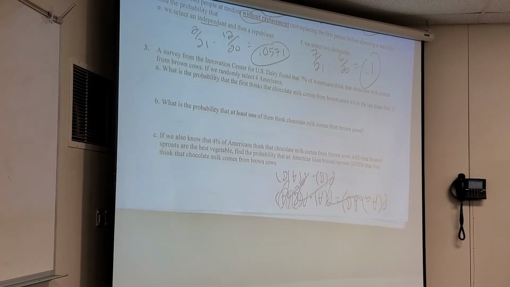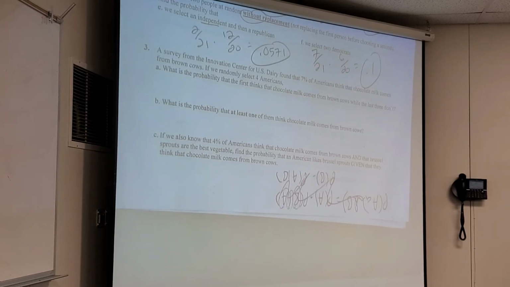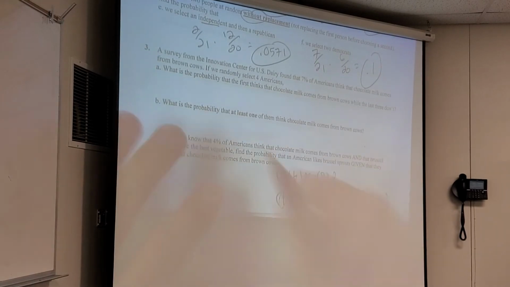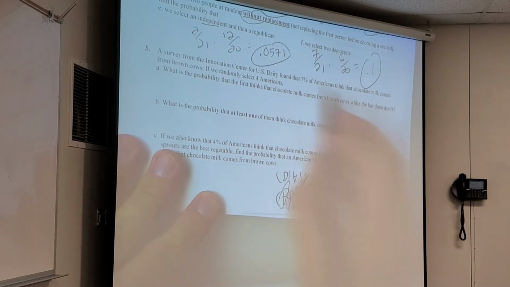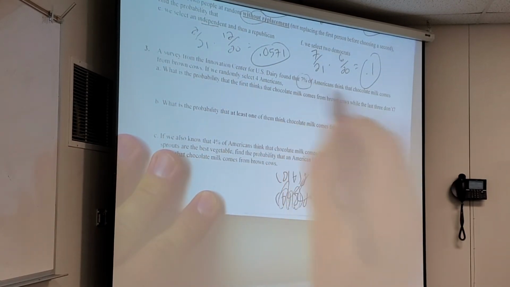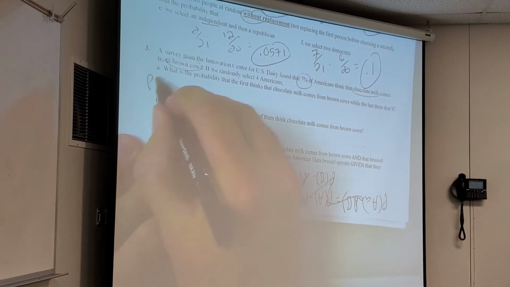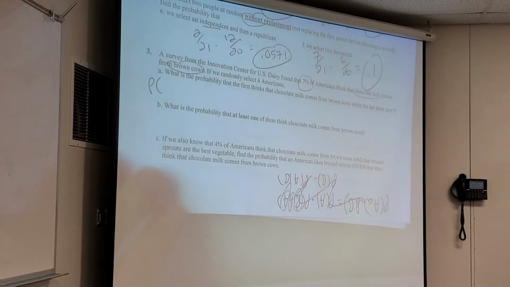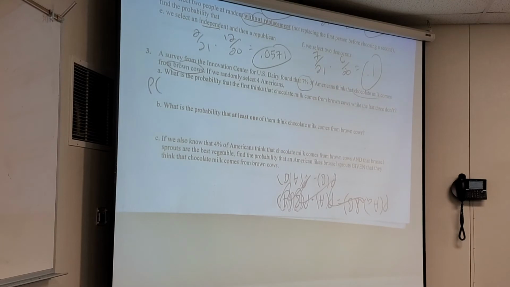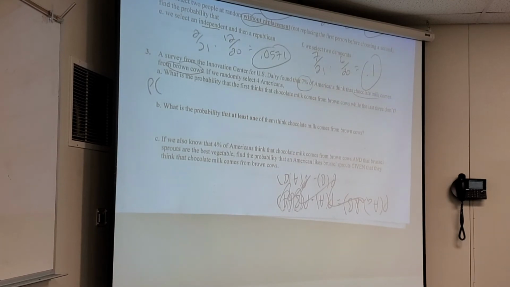Now, on those problems, they actually tell you the symbols to use. So look, do I tell you some stuff? Yes, I tell you that 7% of Americans think that chocolate milk comes from brown cows. How can I represent that symbolically? What letter do you want to use to mean somebody thinks chocolate milk comes from brown cows? A few different options. I like it.